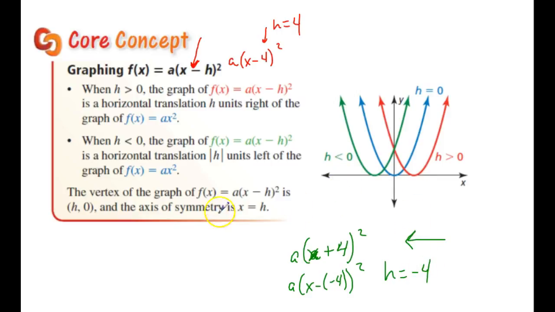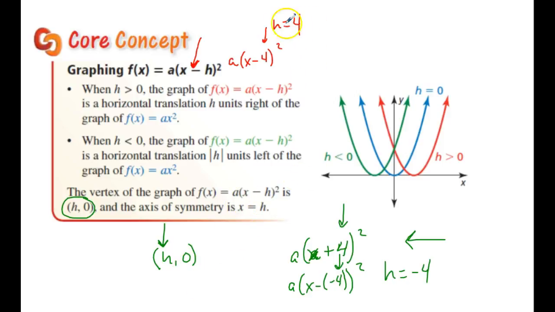So what happens here is that my vertex is changed. And remember, the vertex is the point on the graph where it changes direction. So my vertex of the graph of this function, f of x equals a times the quantity x minus h squared, is h comma 0. So this h value tells me my vertex. And as long as I don't have anything else, that's going to be a 0, and we'll look at when this changes. Then again, just like we've looked at before, the axis of symmetry is always going to be x equals the x value of your vertex. So here it's just going to be x equals h.